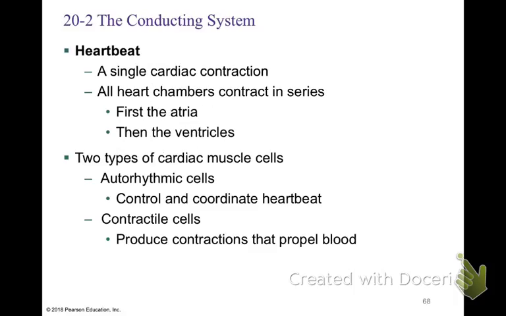Okay, we're going to stop here, and I will start with the conducting system in part 2, so stay tuned.